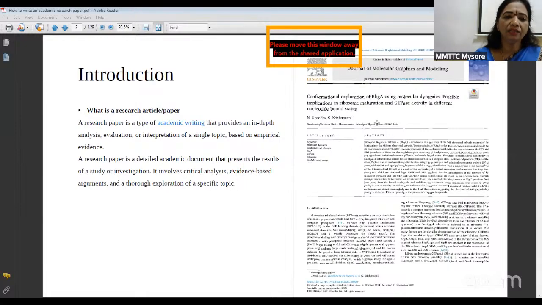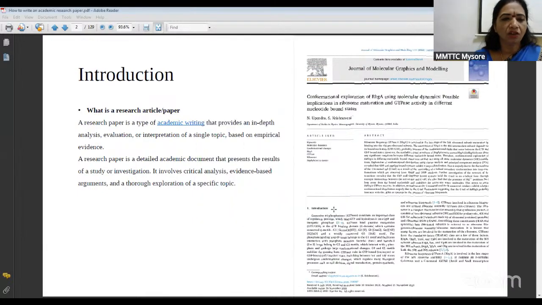When we bind the GTPase with different nucleotides, we have studied how its structure or conformation changes. So a research paper should give you an in-depth analysis and interpretation of a single topic based on empirical evidence. That means there should be a basis for writing a research paper. You should have a thorough understanding of what has been done in the literature. Then only can you write the research paper.